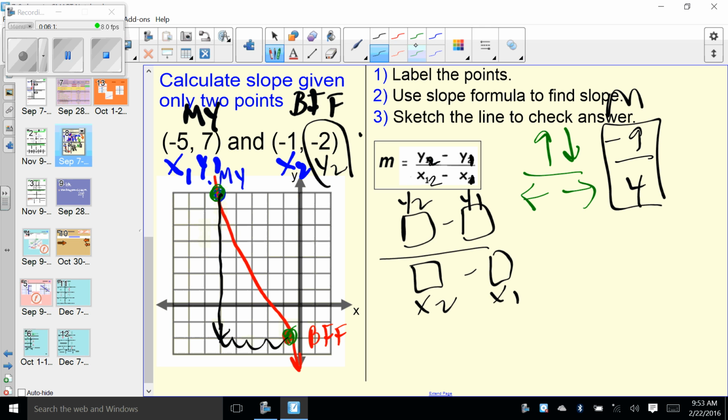My y2 value is -2. My y1 value is 7. So we're going to go ahead and put a -2 in for y2. We're going to put a 7 in for y1. My x2 value is -1. My x1 value is -5.